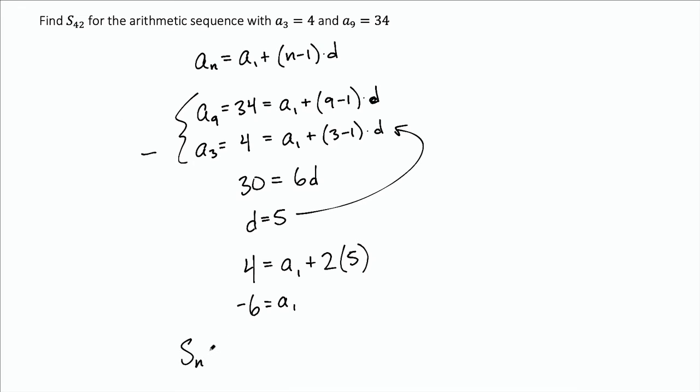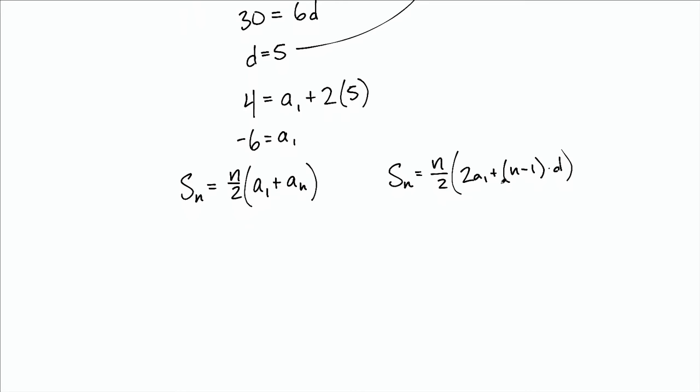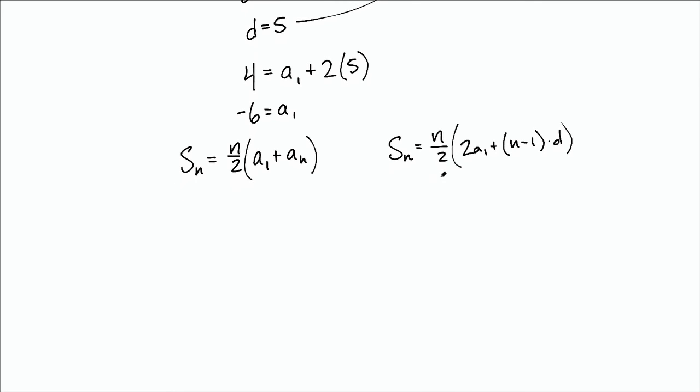The sum of the first n terms for an arithmetic sequence is n over 2 times the first term plus the nth term. If you don't know the nth term, you can use the formula Sn equals n over 2 times 2a1 plus n minus 1 times the common difference. That's just plugging that nth term formula into this an here. I don't know the 42nd term, so I'm going to use this second formula here.